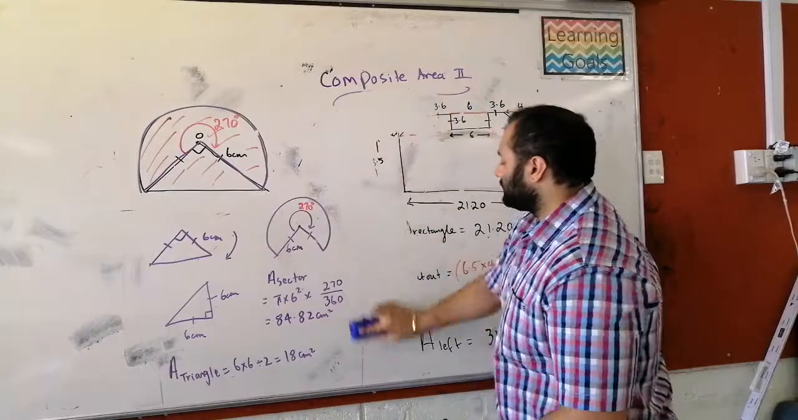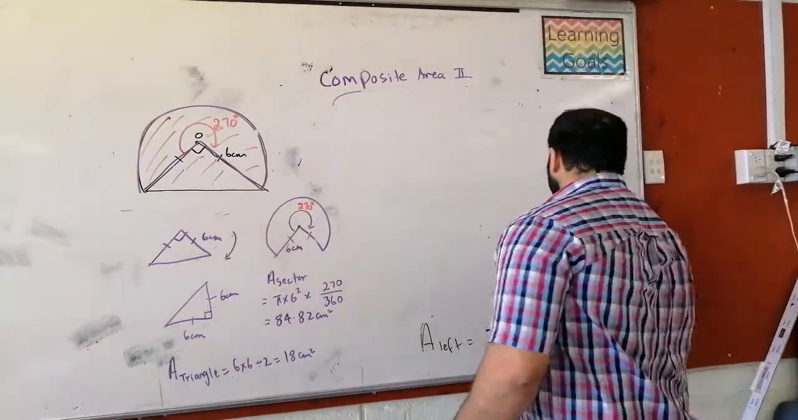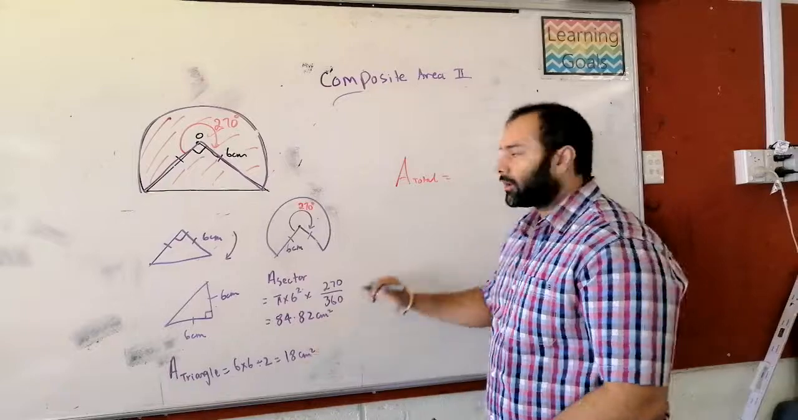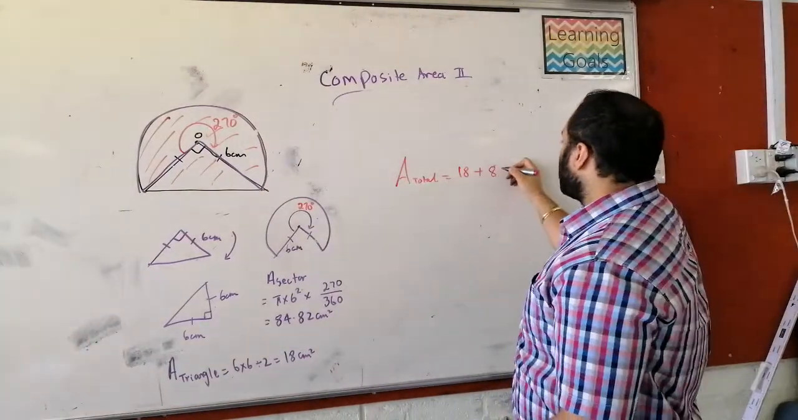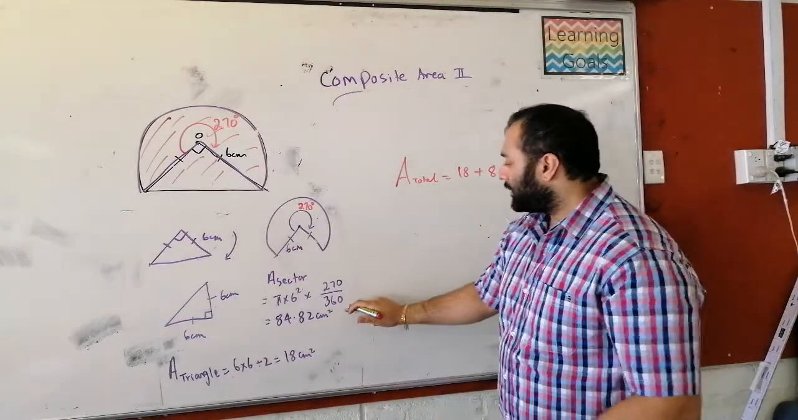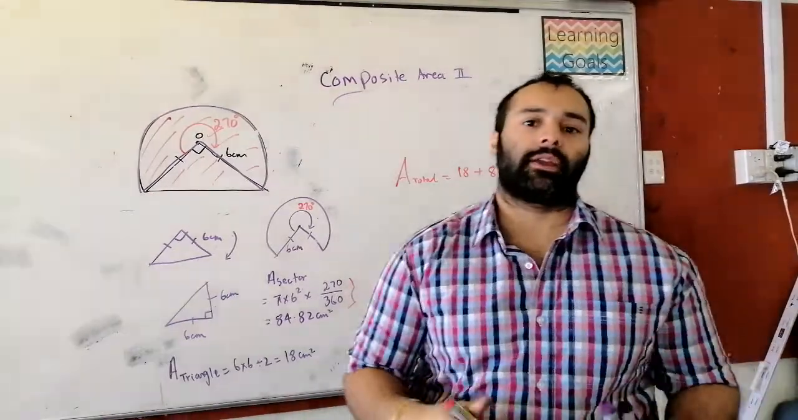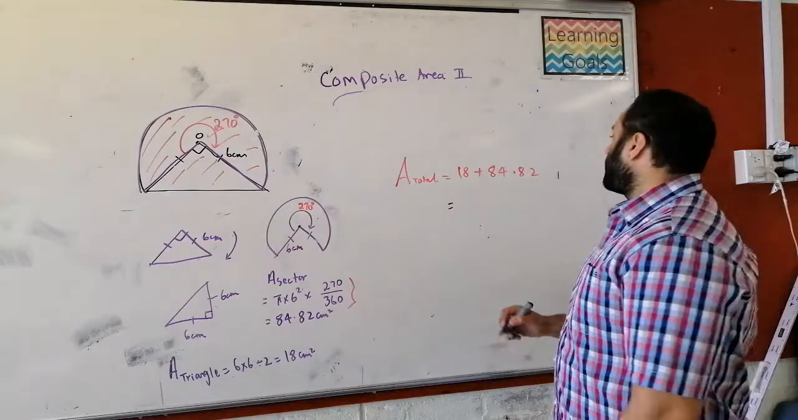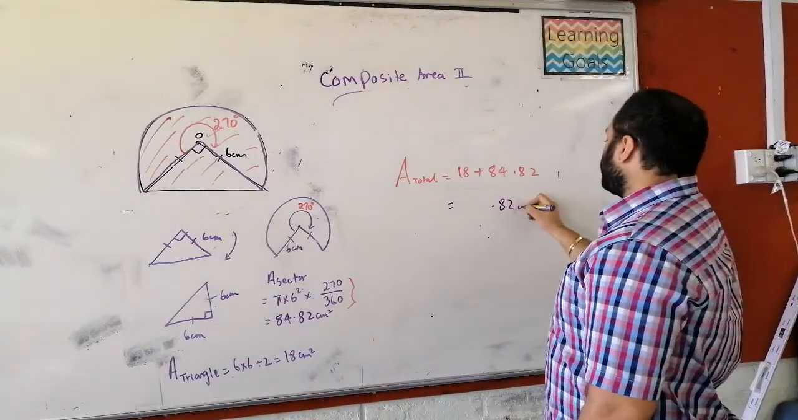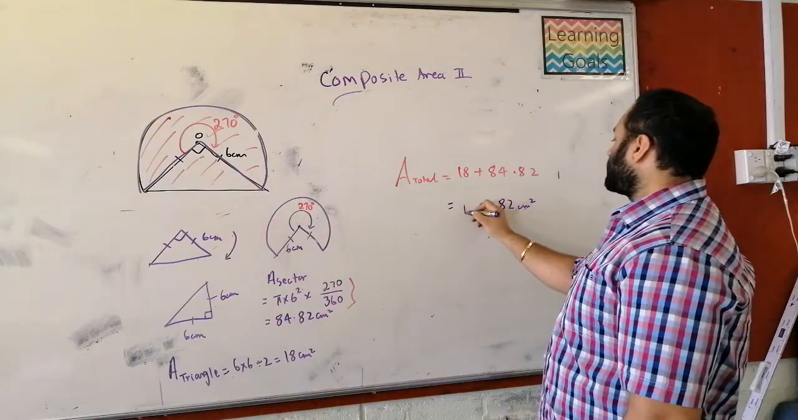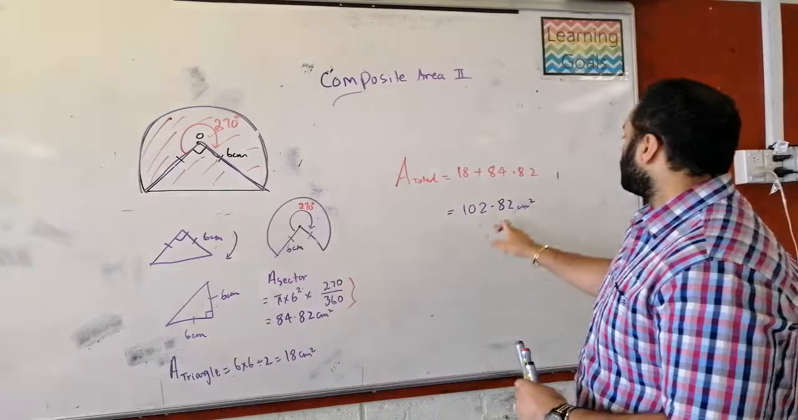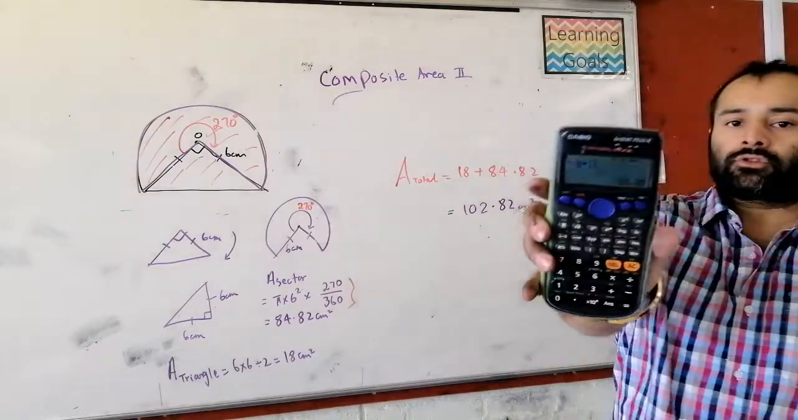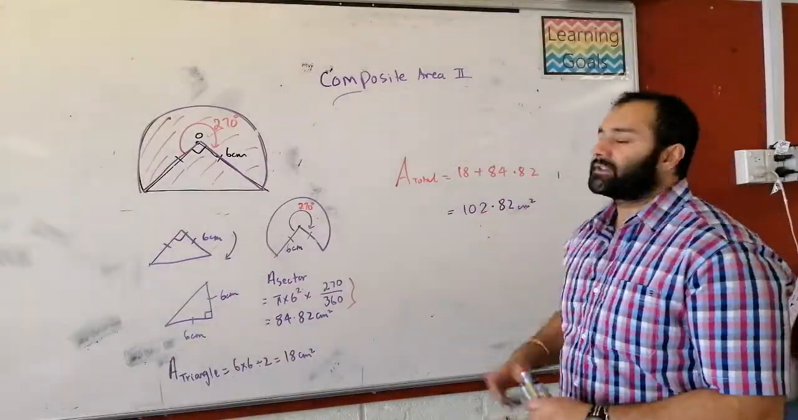Okay, I'm just going to rub this part out. So area total is going to be area of the triangle plus area of our sector. Now, if you still are confused on how these calculations occur, please refer to my area of sectors video for a quick recap. And when we do that, what are we going to get? We're going to get 102.82 centimeters squared. Just going to double check that with the calculator. 102.82 centimeters squared. So that's the area of this figure.